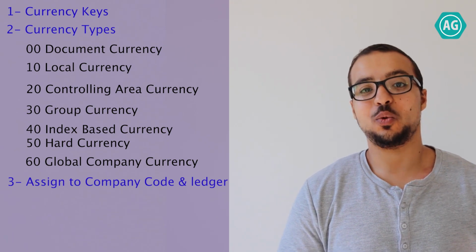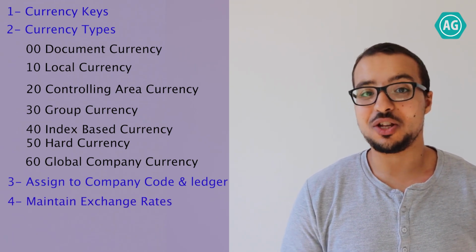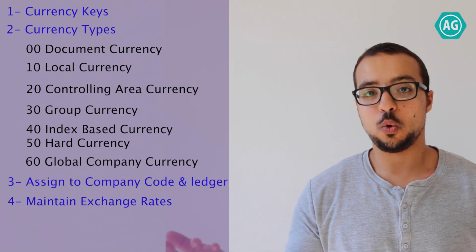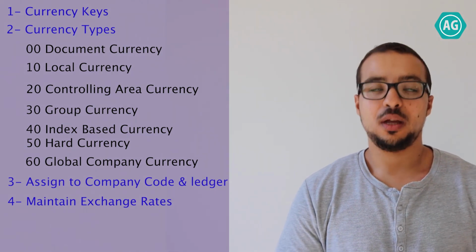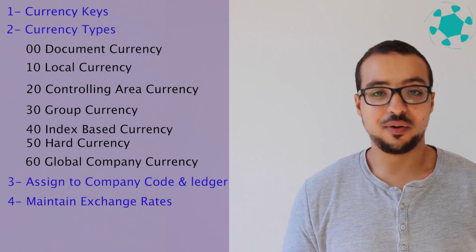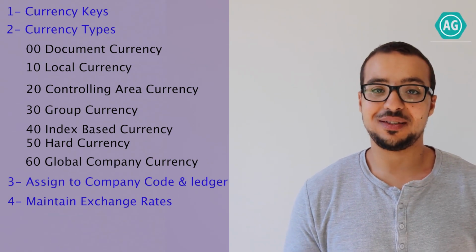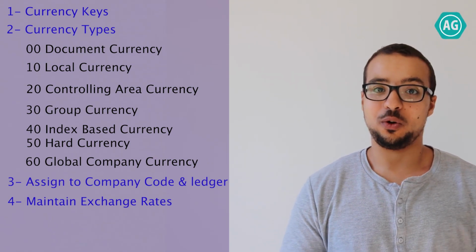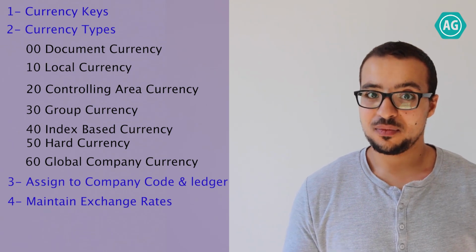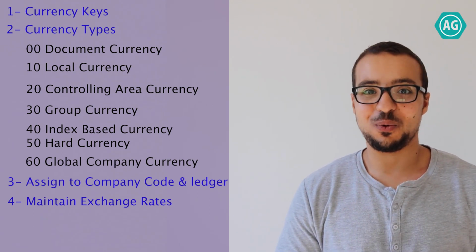The last step is to define the exchange rates. For example, €1 equals 1.1 USD. This is it for the system setup. After this, we can post a financial entry and see how SAP will record the entry in more than one currency. So let's go to the system now and see how we can do this.